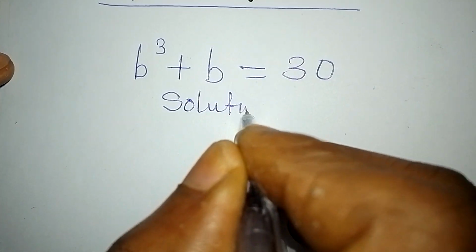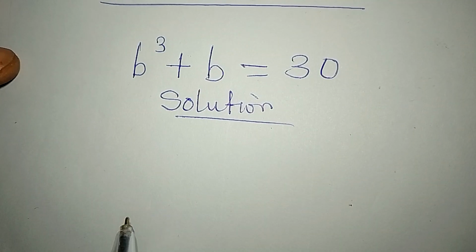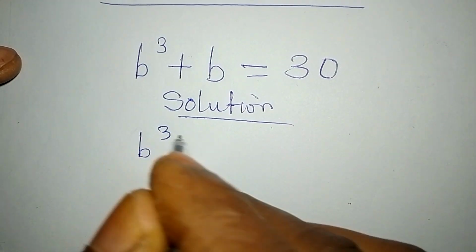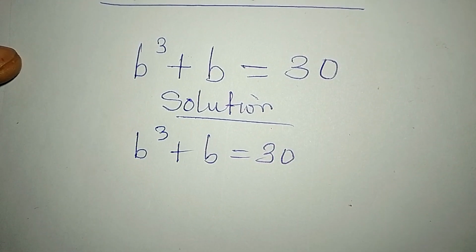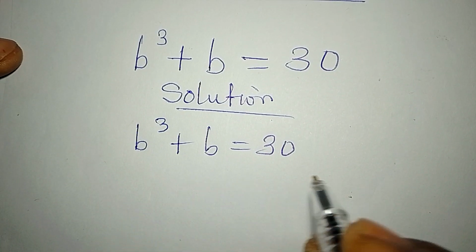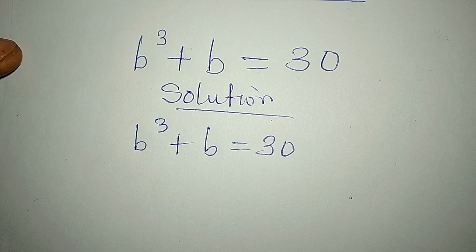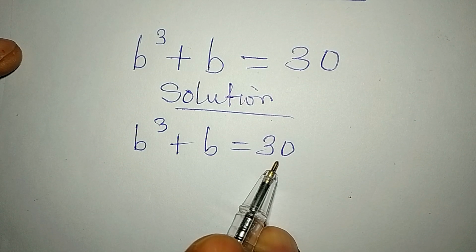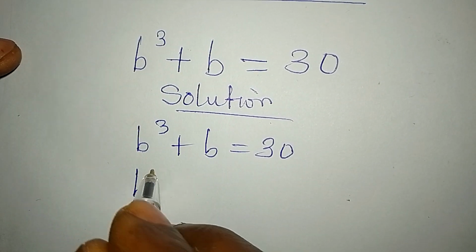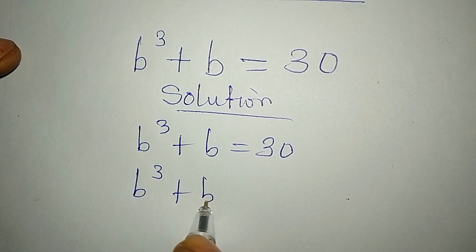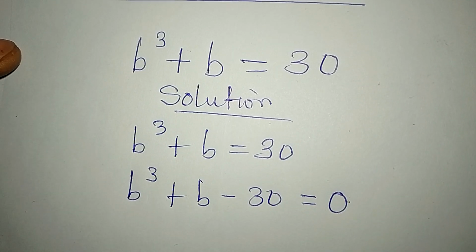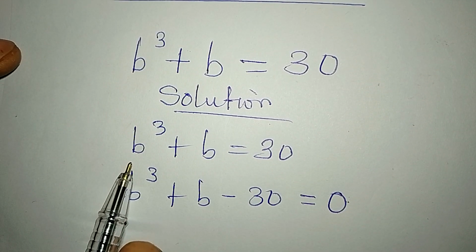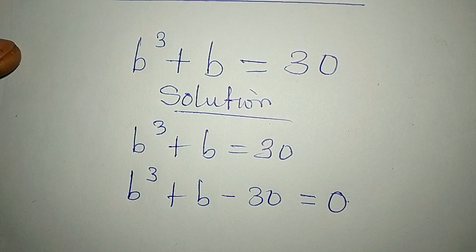Let's provide the solution to this problem. B to the power of 3 plus B equals 30. Remember, we are solving this completely, okay? And to deal with this, we're going to bring 30 to the left. So we have B to the power of 3 plus B minus 30, now giving us 0, because 30 has been moved to the left and there's nothing on the right.